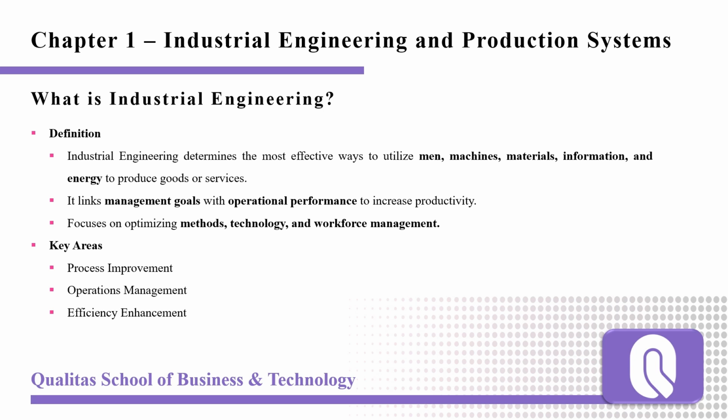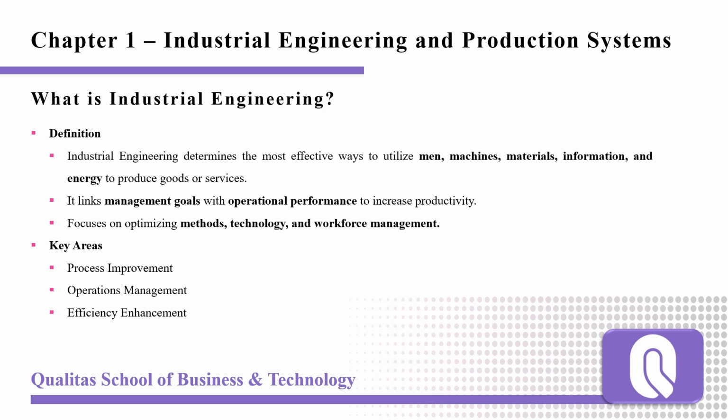Regarding materials, consider an automotive assembly line. Industrial engineers work to ensure parts arrive just when needed, reducing storage costs while preventing production delays. They might implement inventory tracking systems and optimize supply chain routes.